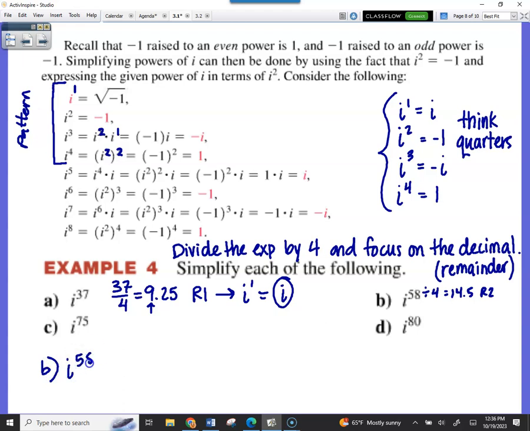i to the 58th power is going to be the same answer as i squared, which is what? -1. So it looks like a super complicated concept, but you're calibrating it down to only 1 of 4 answers. And it's just by the pattern of the remainder. So you try C and D.